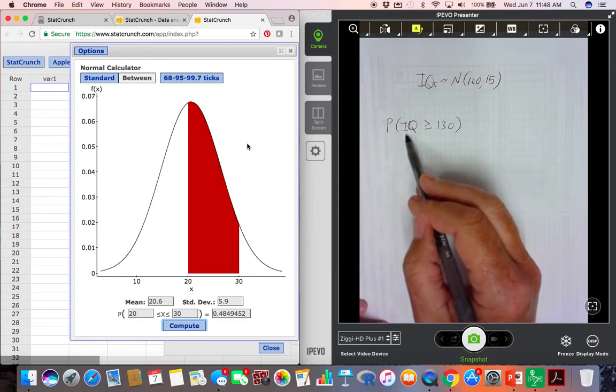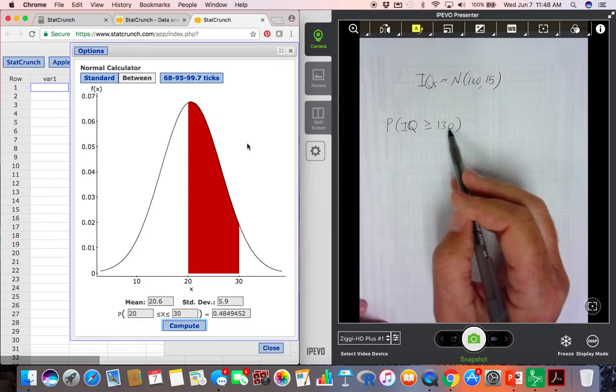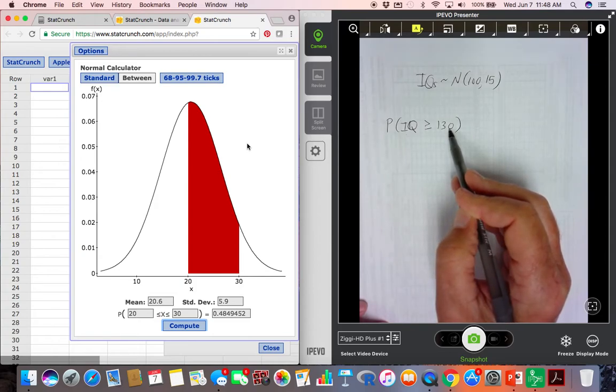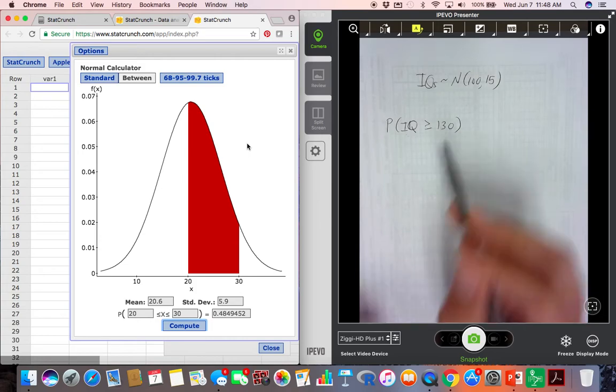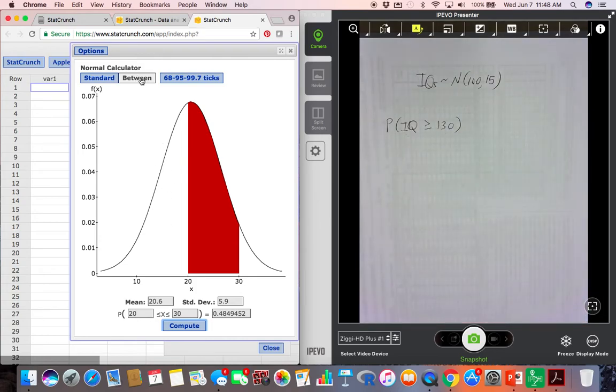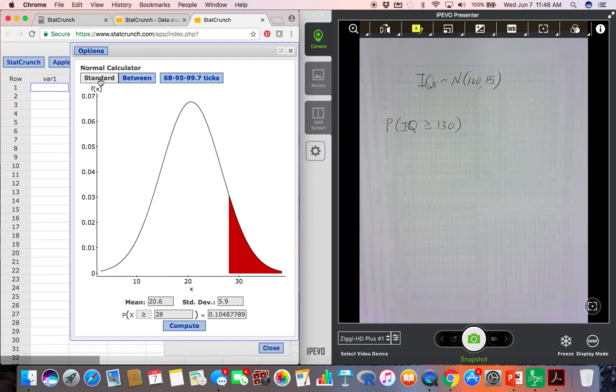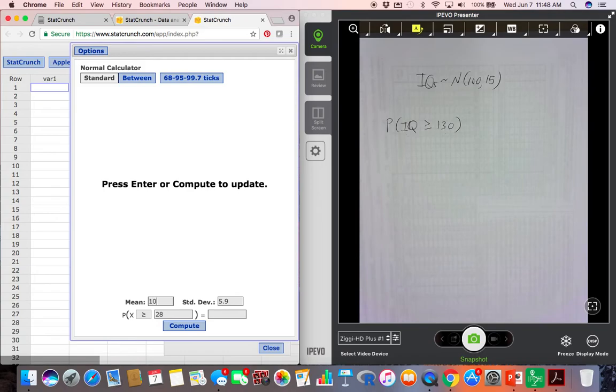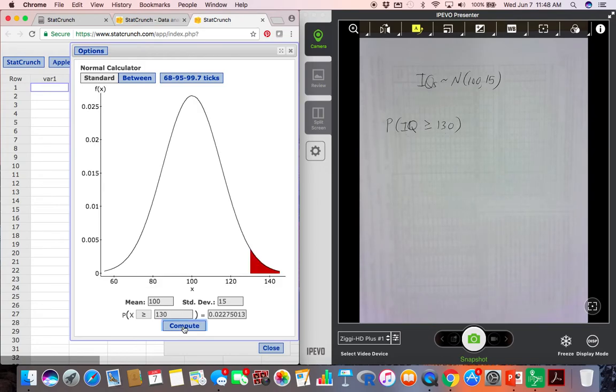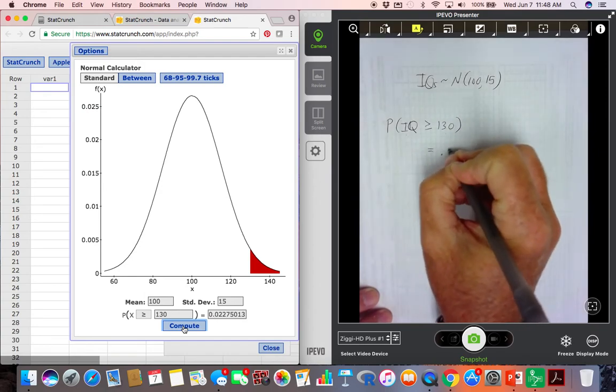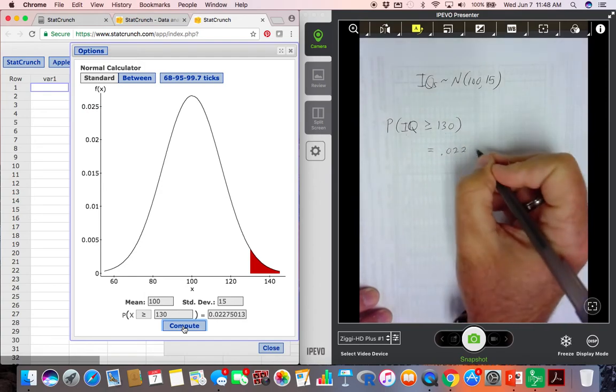So what's the probability that someone is selected at random and they are eligible to join Mensa, right? IQ of 130, they're genius. So guys, should be pretty easy right now, right? Do we need between or standard? Well, we need standard because we're looking at just one measurement. So the mean is 100. The standard deviation is 15. We want greater than, so keep that. And we want 130. Compute. So the probability is 0.0228.